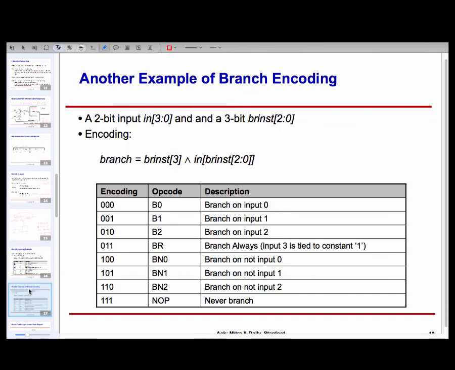Let's try another example. Let's say my same setting, I had two inputs. I had 2 bits of input, so I'm messing it up obviously out here. 2 bits of input and 3 bits of branch instruction. And my encoding was that branch, if branch is true, that is branch is 1, if branch instruction 3 and can anyone tell me what this guy means? How would you interpret that if I were to just give you that?